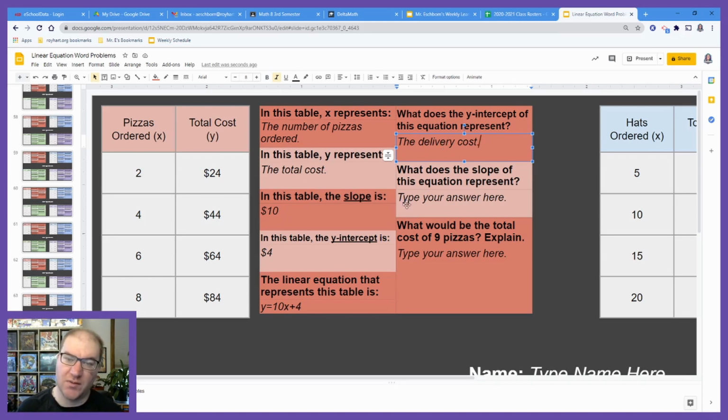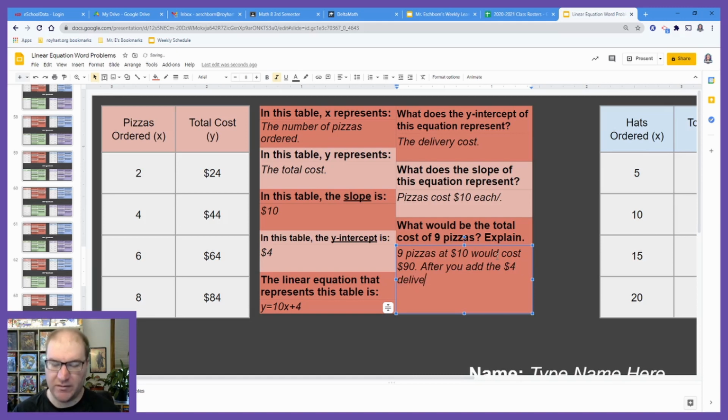And the slope, what does the slope of $10 mean? Well, the slope of $10 means that pizzas cost $10 each. And what would the total of 9 pizzas cost? Well, we said pizzas are $10 each. So 9 pizzas at $10 each would cost $90. And then after you add the $4 delivery cost, or whatever that represents, it would be $94. So there you go. There's the answer to the first one.